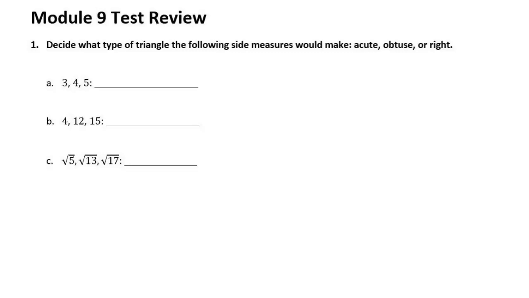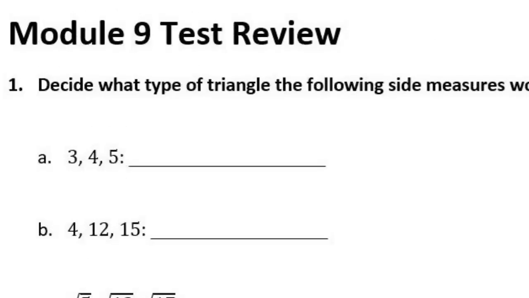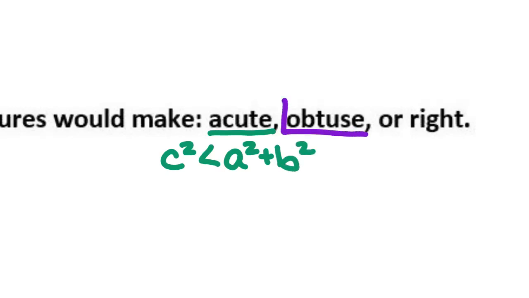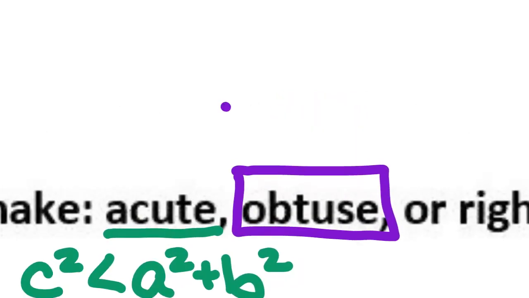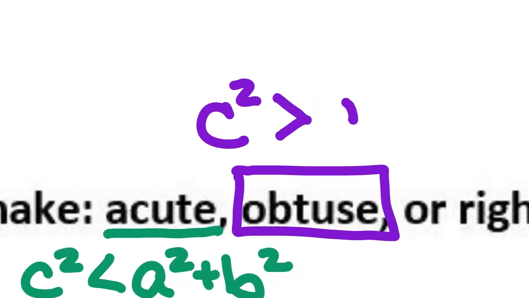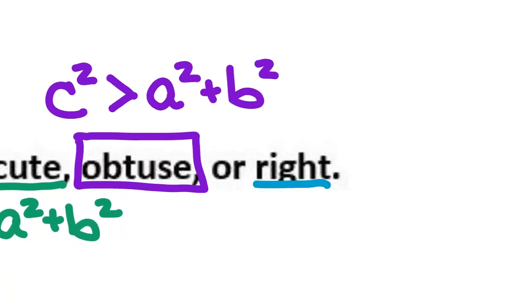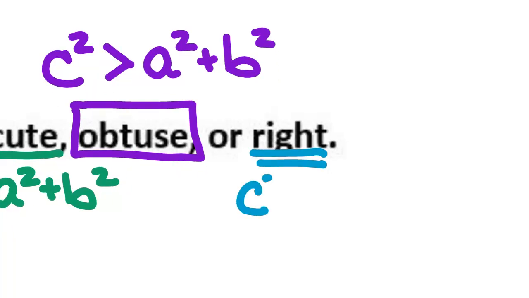All right. So we are supposed to decide what type of triangle these are. So 3 possible types of triangles here. We have acute triangles. If it's acute, then c squared will be less than a squared plus b squared. If it is an obtuse triangle, then c squared will be greater than a squared plus b squared. And if it's a right triangle, then c squared will be equal to a squared plus b squared.